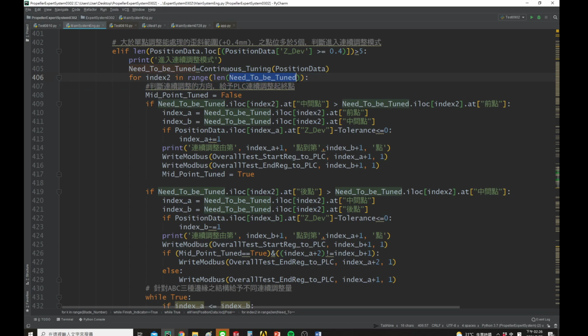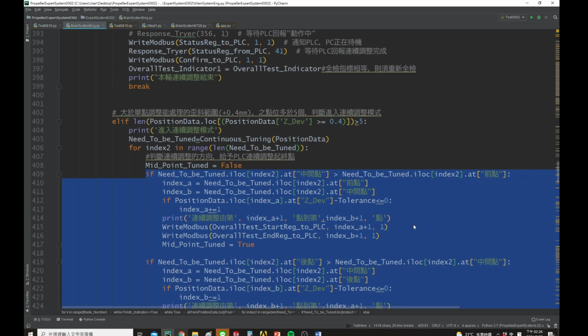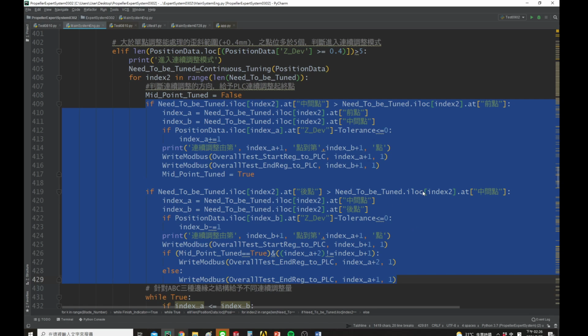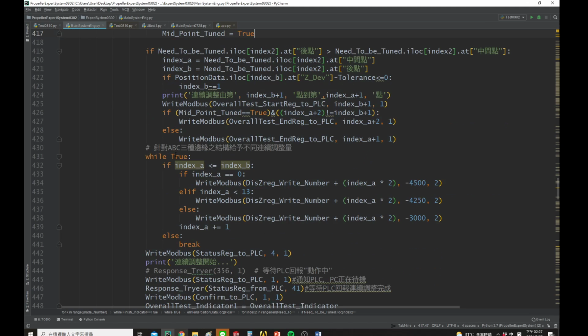So here we decide the direction of the groups. For example, if the middle point is 3, the starting point is 1, and the end point is 9, then the direction is 1 to 3, 9 to 3. Yeah. Okay, so basically it's like that, and then we will give different displacement values to different points.